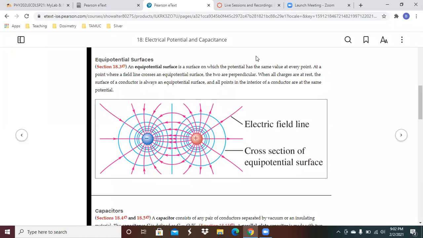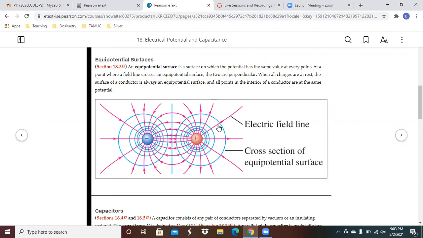At a point where a field line crosses an equipotential surface, the two are perpendicular. So you're seeing the electric field line here. You're seeing a cross section of an equipotential surface, which actually is more in 3D, but since we can't draw that, we're going to go with the 2D. Where these two intersect, you are going to see that they will be perpendicular to each other.